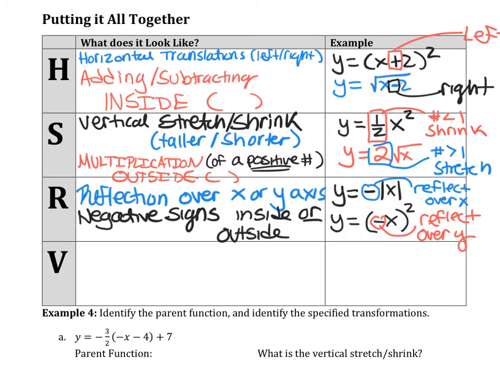Okay, so again, parentheses are important. In order for it to be on the inside, there has to be something grouping it together with the x, whether it be parentheses or just a square root symbol or an absolute value symbol. Something has to be grouping the inside stuff together.